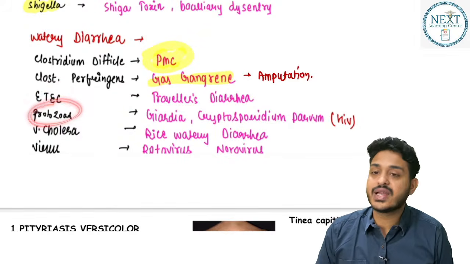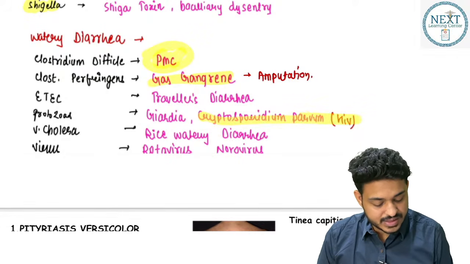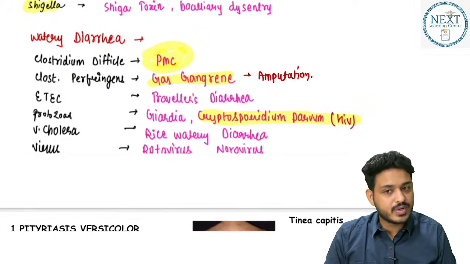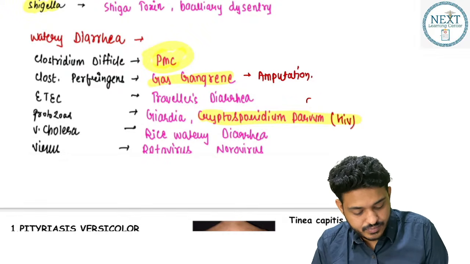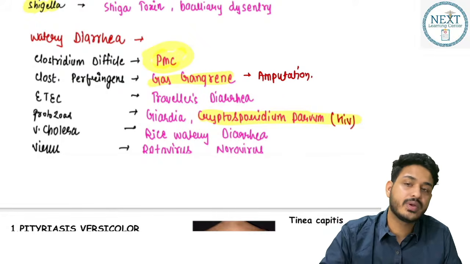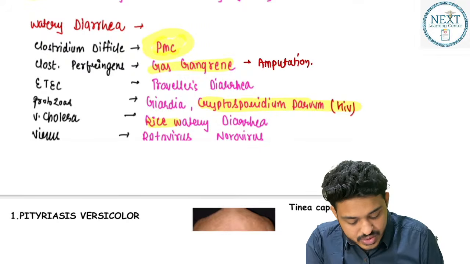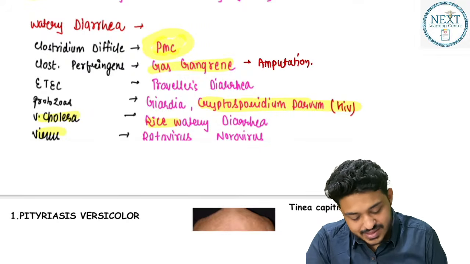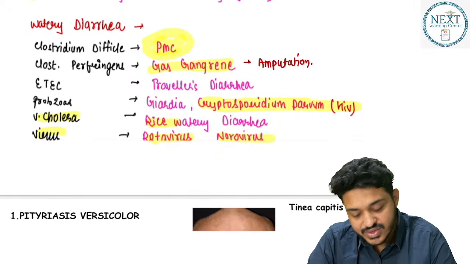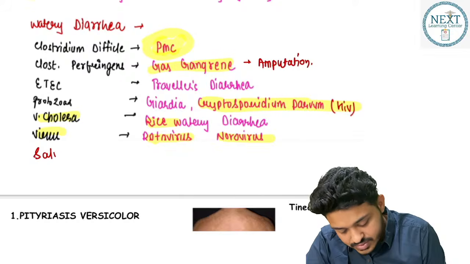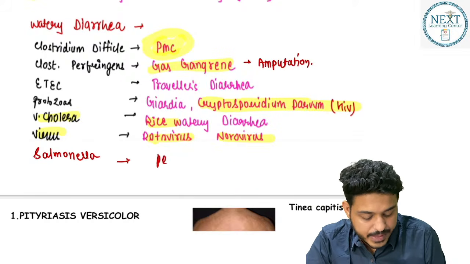Protozoa that can cause diarrhea are going to be what? Giardia and Cryptosporidium parvum. Just now I told you this Cryptosporidium parvum in HIV positive patient, the size is going to be what? 4 to 8 micron is going to be the size. Vibrio cholera is going to be there, which is going to cause your rice watery stools, and viruses are going to be rotavirus and norovirus. I told you norovirus in the adults, rotavirus in the children, right? And salmonella is going to cause what kind of diarrhea? This is going to be your pea soup diarrhea.